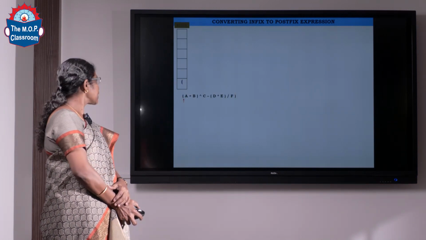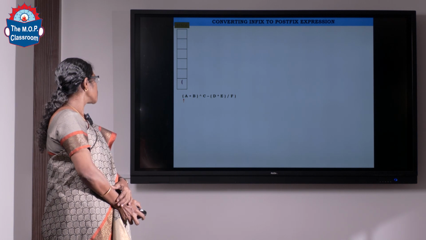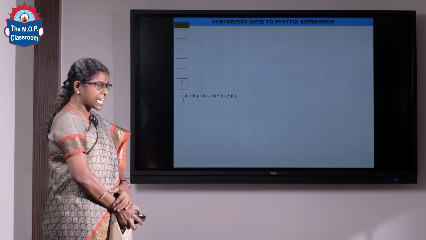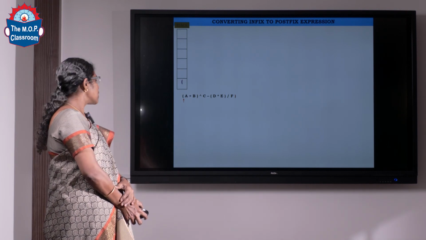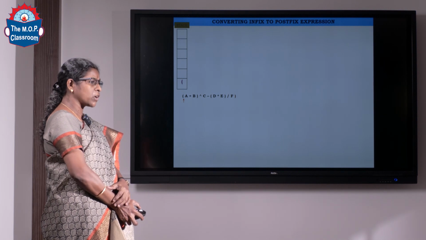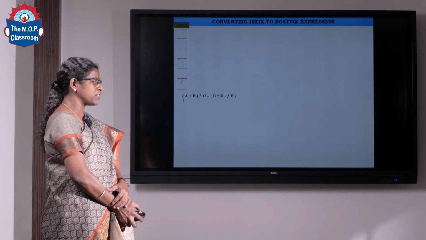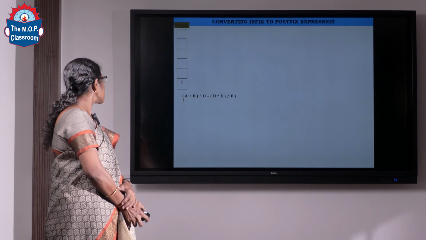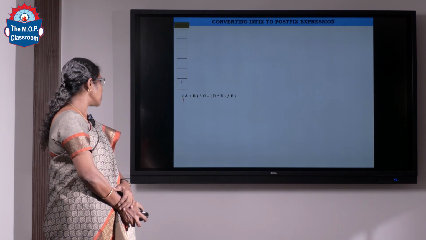The given expression is a plus b to the power of c minus d into e by f. We are going to make use of a stack in order to do the conversion. First add a left parenthesis onto the stack and add a right parenthesis to the given infix expression as a sentinel value to indicate the end of the expression. Now we will start the procedure by scanning the expression from left to right.